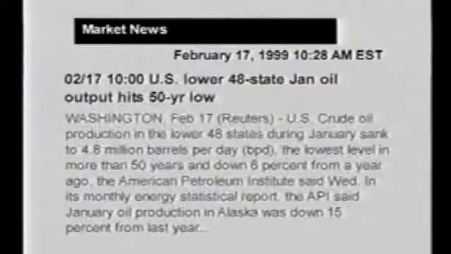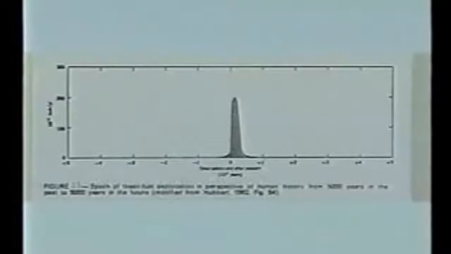You've seen the figures. Here in 1999, U.S. lower 48 state January oil output hit a 50-year low, exactly what you expect as you're going down the right-hand side of the Hubbert curve. And one of Dr. Hubbert's favorite graphs is this one. And this is on a time scale from 5,000 years ago to 5,000 years in the future, and the age of fossil fuels is a little blip in the middle of the screen. Think about it.